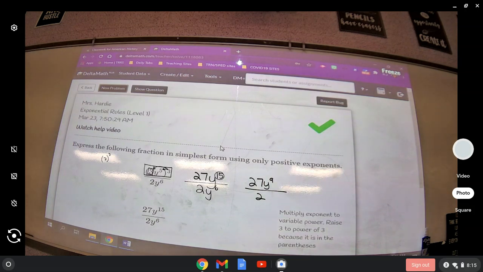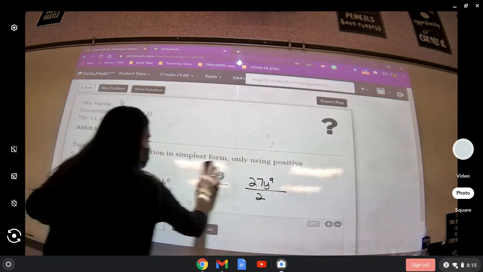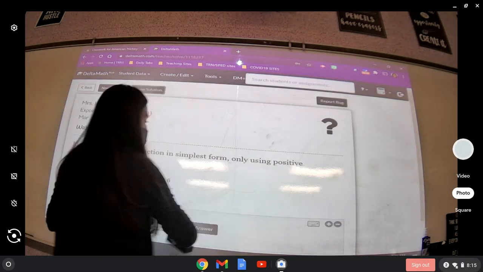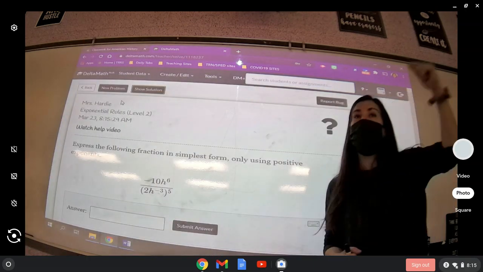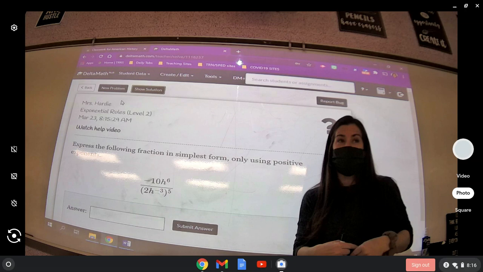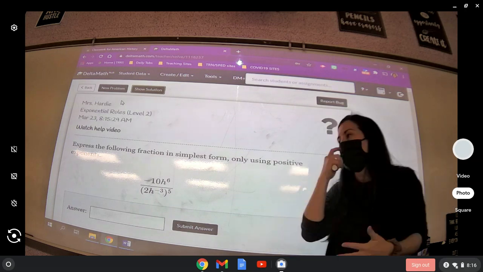All right, let's do this one and then I'll let you guys get out of here. All right, look at this one. So guys, if you noticed in the last question, we had to use the power to power rule and then we had to use the division rule. So it took 2 exponent rules to do that problem. So you might be using more than one rule.